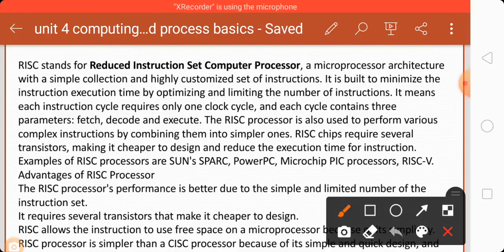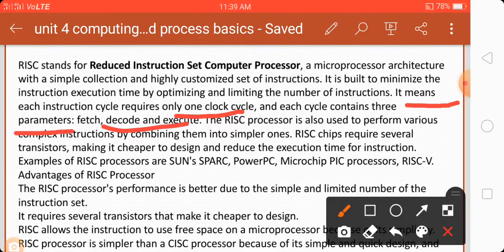Each instruction cycle requires one clock cycle. This is a very important point. Each instruction cycle requires one clock cycle, and each cycle contains three parameters: fetch, decode, and execute. The RISC processor is also used to perform various complex instructions by combining them into simpler ones.